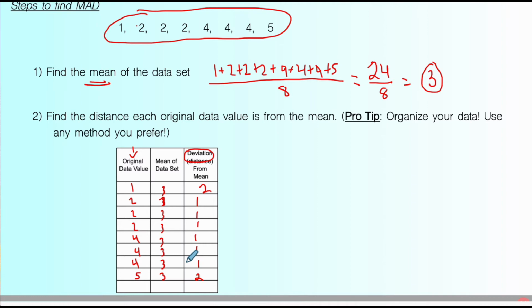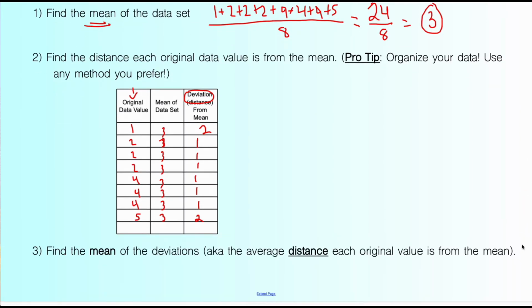Anyways, now I've got pretty much all I need to do this. I've found the deviations. I found the distance from the mean. And the last step is we are going to find the average distance, aka the mean of the deviations. I wrote that as the step. We are going to find the mean, the average of this column right here. And how do you find a mean? How do you find an average? You add all of the numbers up and divide by the number of pieces of data. So I'm going to add 2 plus 1 plus 1 plus 1 plus 1 plus 1 plus 1 plus 2 and divide by 8 since there are 8 numbers there.